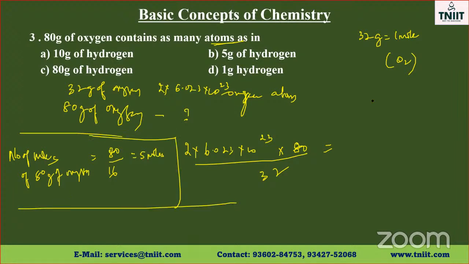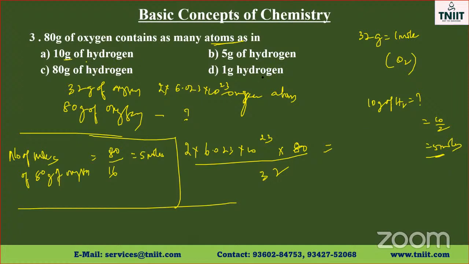10 grams, first option, 10 grams of hydrogen is equal to how many moles? So it is 10 divided by 2. This also is 5 moles. So 80 grams of oxygen contains as many atoms as 10 grams of... not 10 grams. This also contains 5 moles of H2. So 5 grams of hydrogen.